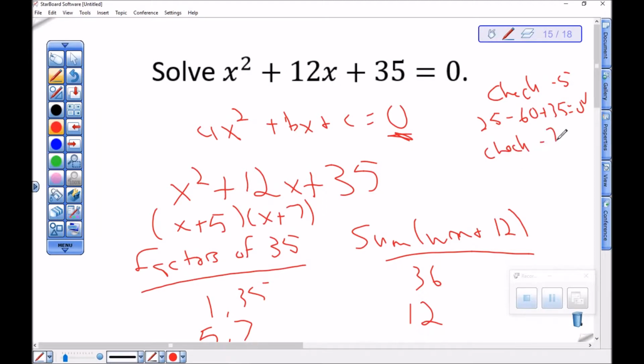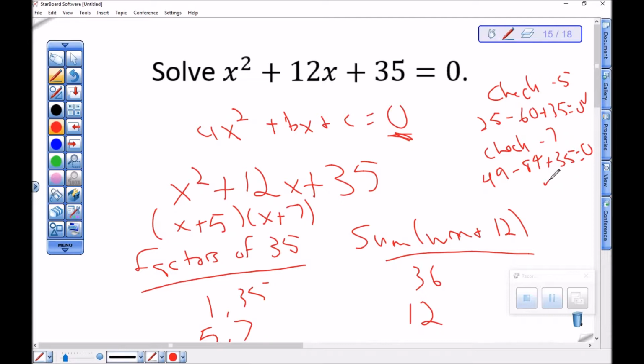And let's check negative 7. So negative 7 squared is positive 49. Negative 7 times 12 is negative 84. And then plus 35. Does that equal 0? 49 plus 35 is 84, minus 84. Yes, it does. So negative 5 and negative 7 are the two solutions to that equation.